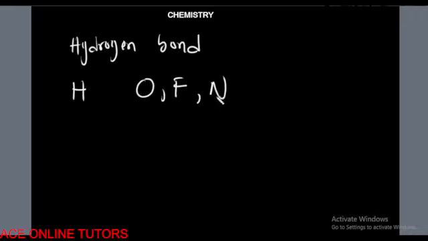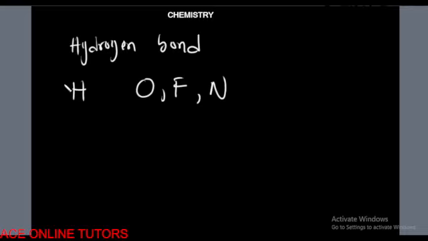Now, hydrogen bond, as I said last time, is an intermolecular force of attraction. It is inter because it happens between two molecules, while the other bonds like covalent bond, coordinate covalent bond, electrovalent bond, those ones are intra because they happen within the molecule. Those ones are joining two atoms together, but hydrogen bond is a kind of bond that joins two molecules together.